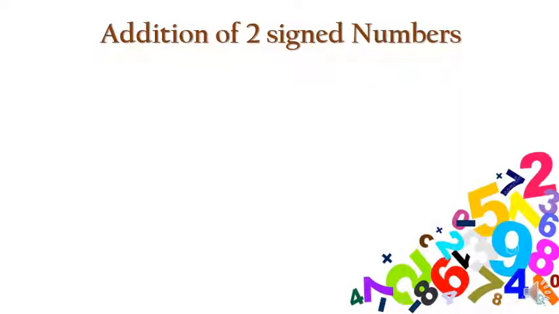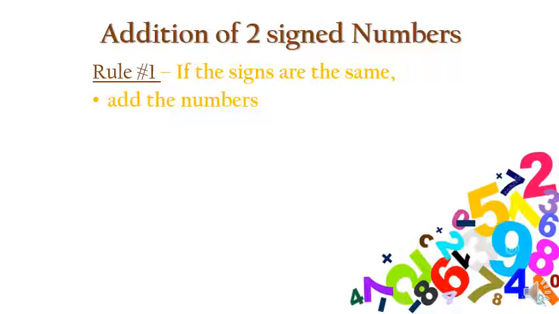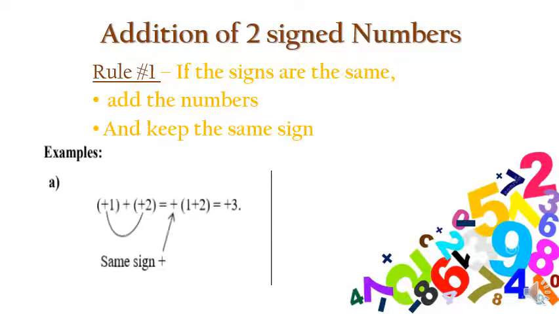So, addition of two signed numbers. The first rule, if the signs are the same: to add two signed numbers having the same sign, what to do? We add the numbers and we keep the same sign. Let's take examples. Positive 1 plus positive 2, they have the same sign. Add the numbers, 2 plus 1 is 3, and keep the same sign, which is plus.